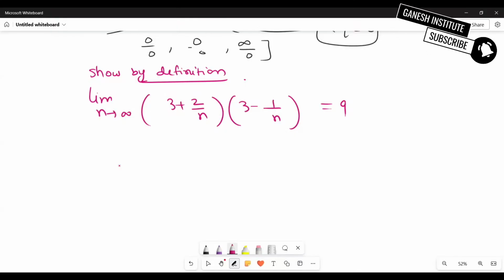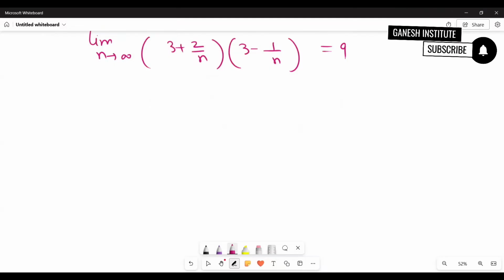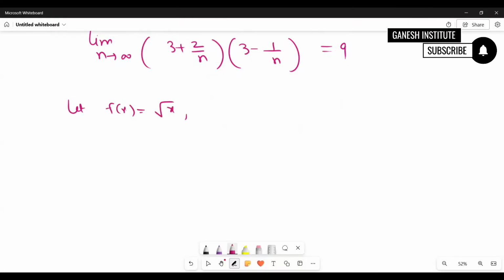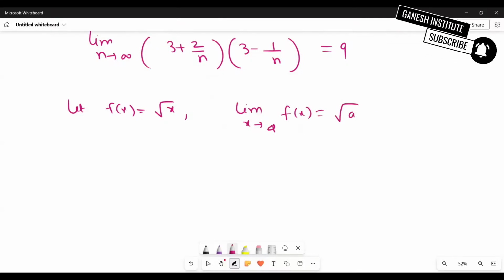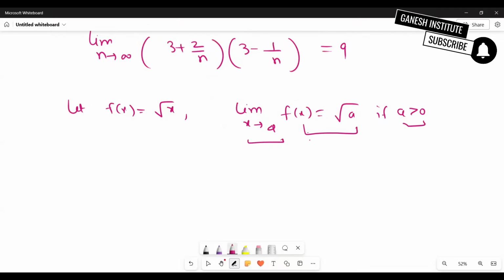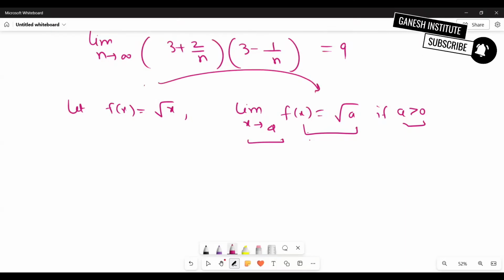On to the next one, which is let fx be root x, and you have to prove using the definition that limit x tends to a fx equals root a if a is greater than 0. Again, it is tending to infinity. A is greater than 0. I don't know the upper bound. So by definition, I need to say if fx is root a and x is tending to a, if fx was root x, then fx is root a also.